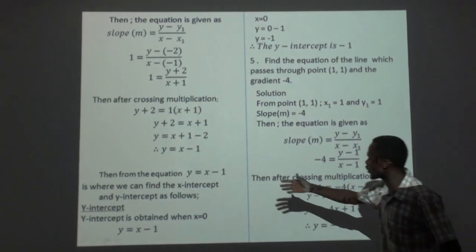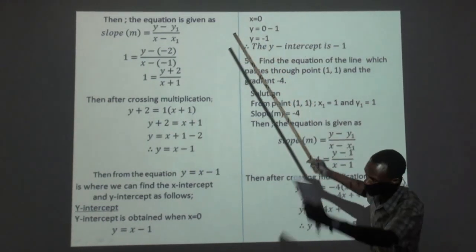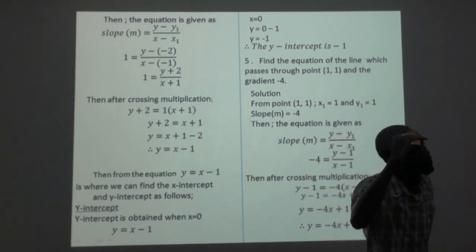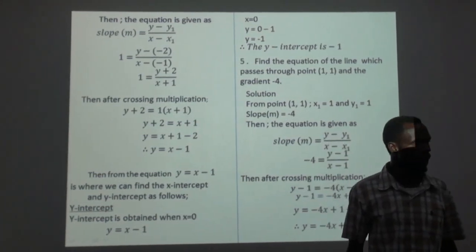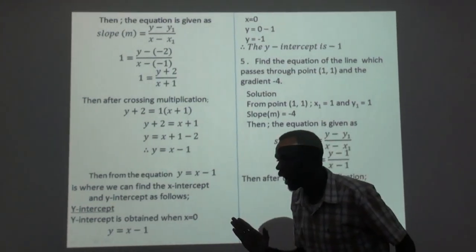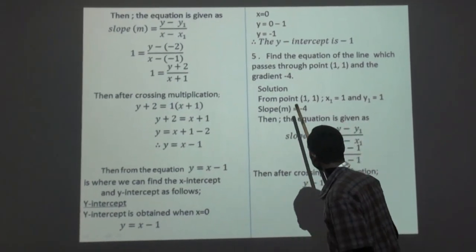If I would have been trying to find the x-intercept, I would have substituted y equal to 0, because the x-intercept is obtained when y is equal to 0. Do you understand? Yes. Are we together? Yes. Now, the fifth equation is here.